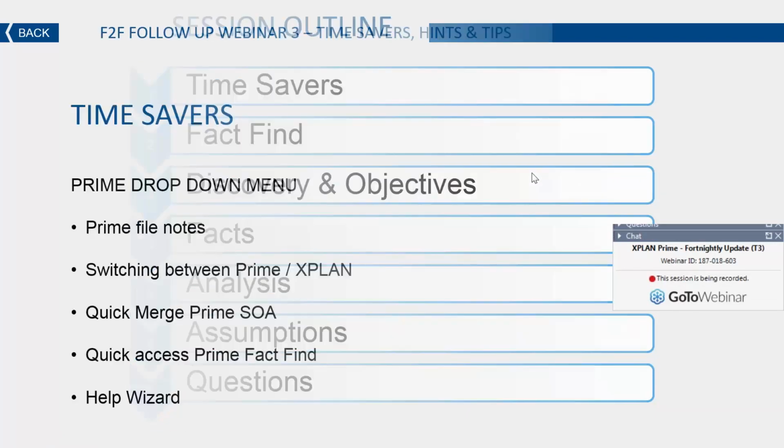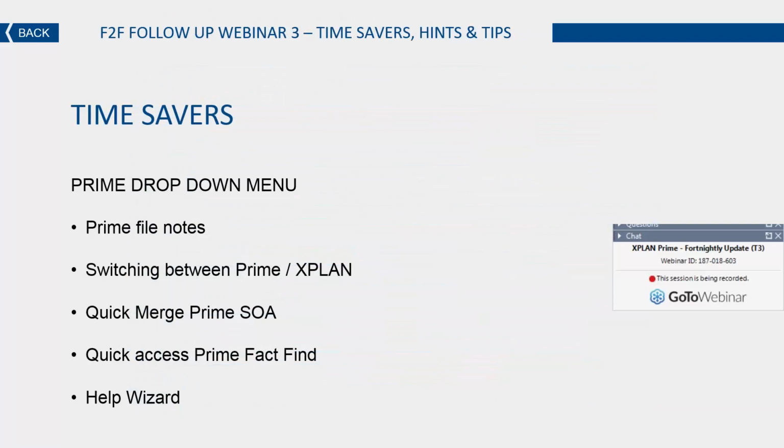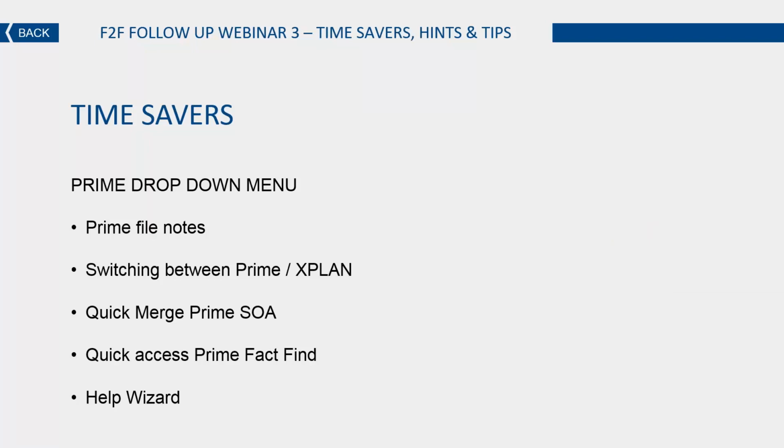Okay, so in terms of time savers, there is a Prime drop-down menu, and I will log into Prime shortly and take you through all these different hints and tips. But in the drop-down menu, you should be able to create Prime file notes. It will also allow you to switch quickly between Prime and XPLAN. You also have the ability to generate the Prime SOA without having to go directly into the advice area within Prime. It will also allow you to quickly access the Prime fact find if you need to go back to the Prime fact find, and there is a very handy help wizard available. Okay, so let's go through all of these.